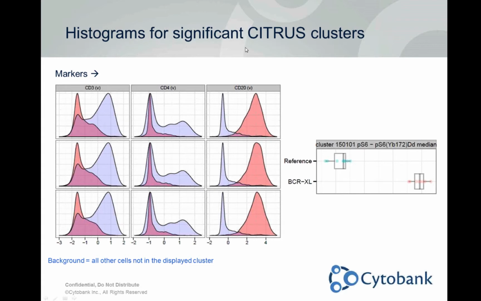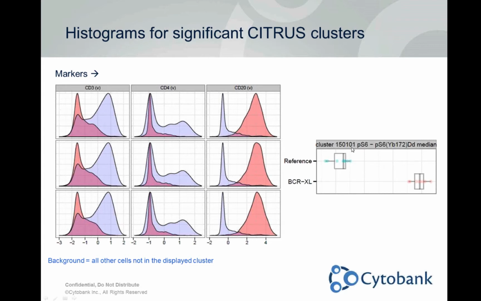Next up, for those 3 significant clusters, you can see histograms of their surface markers. The blue histograms are the expression levels of all cells, and the red is the expression level of just your significant clusters. In this case, you can see that our significant clusters are CD3 dim or low, CD4 negative, and CD20 bright positive. So we get confirmation that sure enough, those significant clusters are B cells.